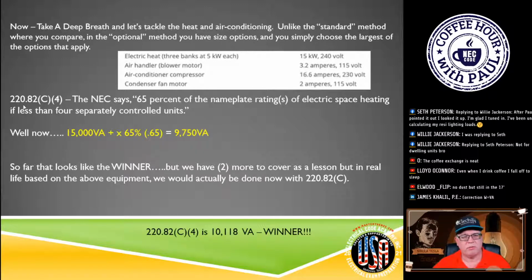All right, so in this case, it's 65%, so it's 15,000. So it's 15,000 times 65%, convert to a decimal, 0.65.